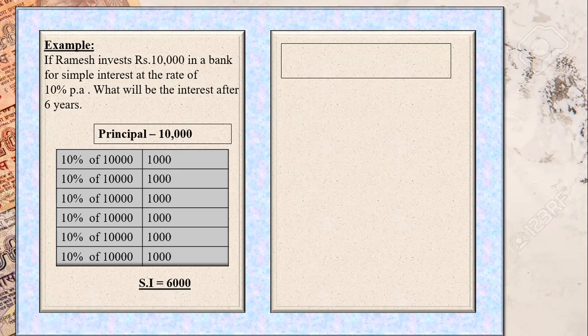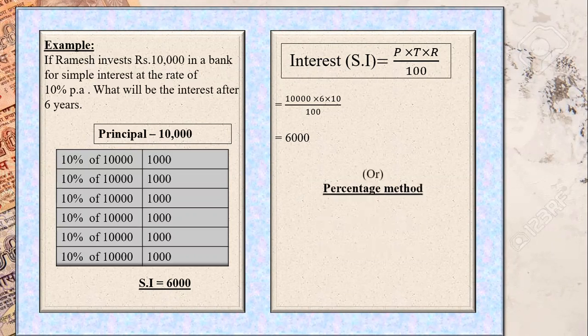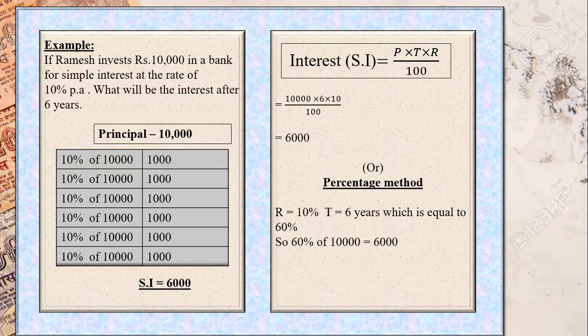That is what we have represented as the formula P into T into R by 100, where T into R will give us the percentage and that percentage of principal will give us the interest. By directly substituting the values, we get 10,000 into 6 into 10 by 100, and we'll get 6,000 as our answer. Similarly, by the percentage method, the total number of years is 6 and the rate of interest is 10. Just by multiplying T into R, we'll get 60 percentage. So directly we can say 60 percentage of the principal will be our interest. So 60 percentage of 10,000 will be 6,000.